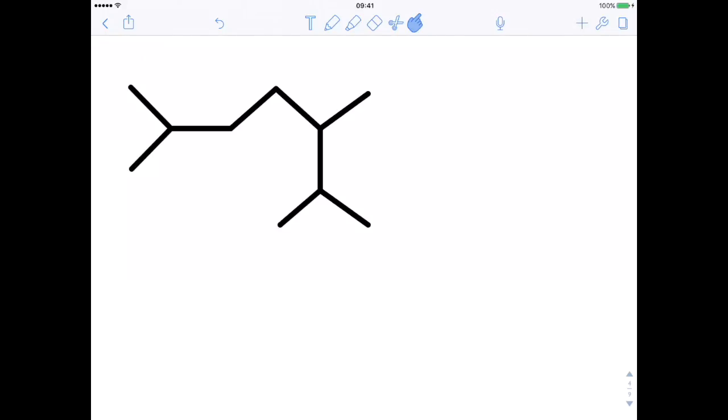When you see something like this, like I said, you would find the longest chain first, and in this case, there's 7. So you'd go 1, 2, 3, 4, 5, 6, 7. And I mean, you could go this way as well, but either way, 7 is going to be your longest chain. So you know immediately it's a heptane.